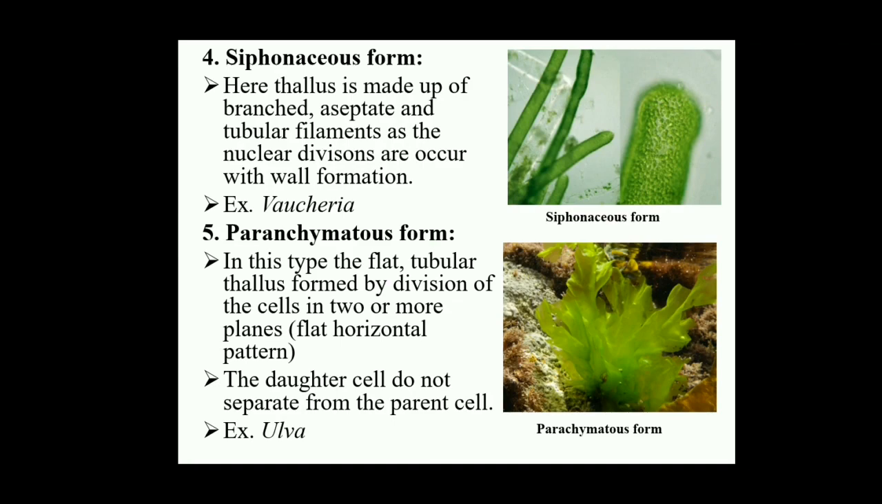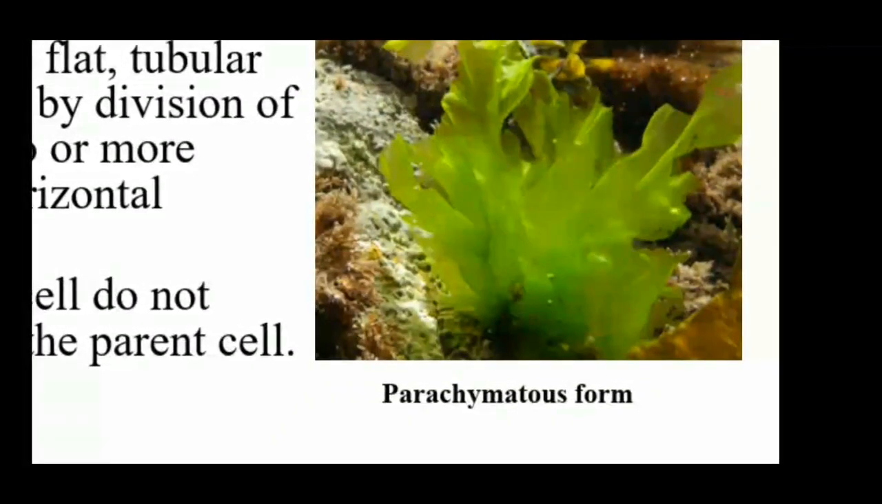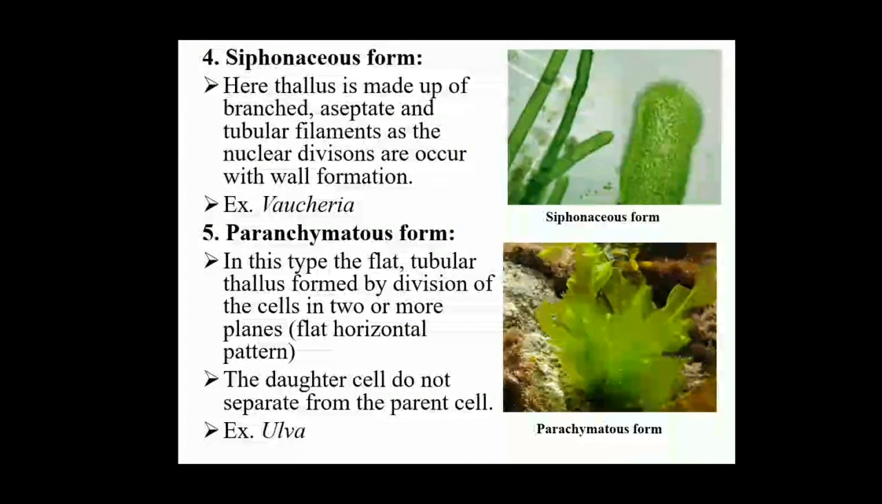Parenchymatous form. In this type, a flat tubular thallus is formed by division of cells in two or more horizontal planes. In this, flat or horizontal, you can see the leaf-like structure. This is a flat horizontal thallus, which is formed by cell division in a flat pattern. Daughter cells do not separate from parent cells. Here daughter nuclei do not separate from parent nuclei. This is called parenchymatous form. Example of this is Ulva.